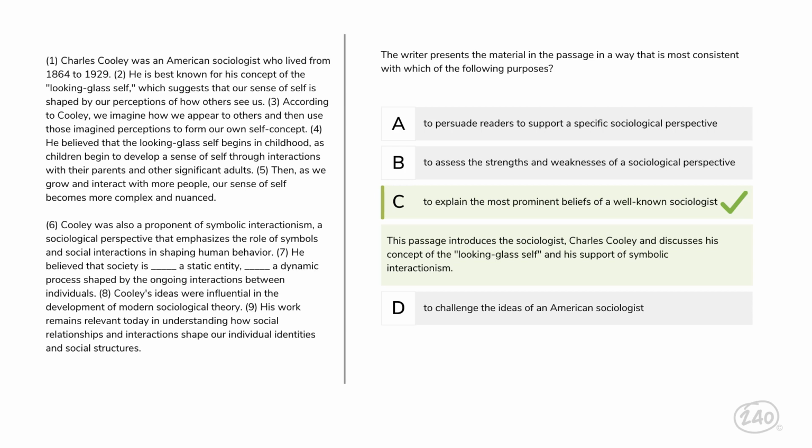The passage introduces a sociologist, Charles Cooley, and discusses his concept of the looking glass self and his support of symbolic interactionism. The author is explaining, not persuading, assessing, or challenging. Okay, good. We get to fill in the blanks from our passage for our next one.